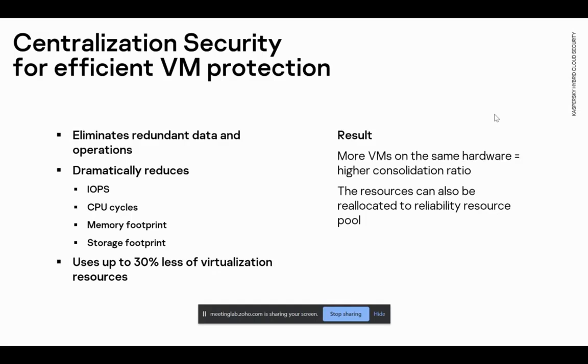What it does basically is dramatically reduce the IOPS count. It will dramatically reduce the CPU cycles, the memory footprint, the CPU footprint. On average, it uses up to 30% fewer virtualization resources than a traditional agent-based architecture. The result is more VMs on the same hardware. On the same host, you can deploy more VMs because you are utilizing fewer resources for your other VMs, because it is either agentless or light agent.